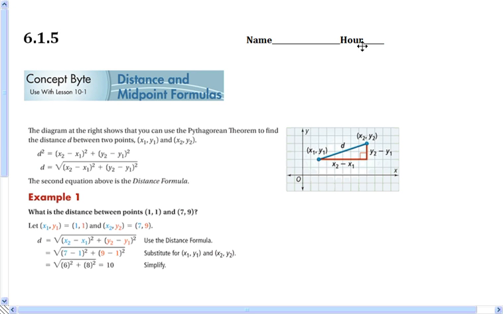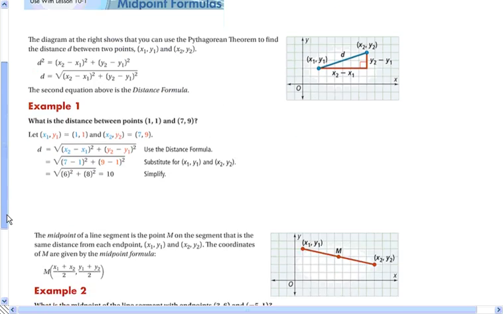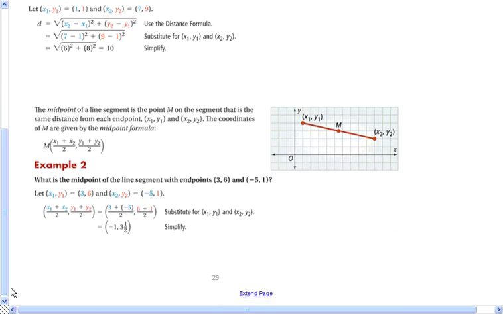Hey students, this is lesson 615, and we're going to learn how to use the midpoint formula today. Here's the idea: we are given any two coordinates on the coordinate plane, and we can find a point exactly halfway between those two points. So this is called the midpoint formula. Don't get it confused with the distance formula.